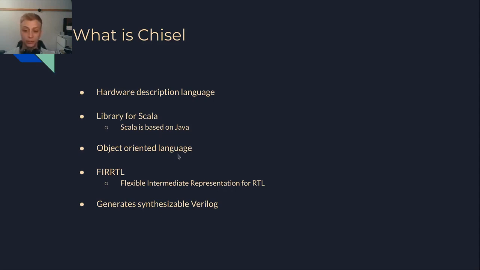It's an object-oriented language, which is something else compared to VHDL and Verilog. SystemVerilog has some object-oriented approaches to it, but Scala is an actual object-oriented language. It uses something called FIRRTL, which is the flexible intermediate representation for RTL, where RTL is register transfer level, for the description of the actual circuit we're making. And this is used for synthesizing either the Verilog code that you can use for your Altera Quartus or Xilinx Vivado tools afterwards, or you can use it for simulations and stuff like that.